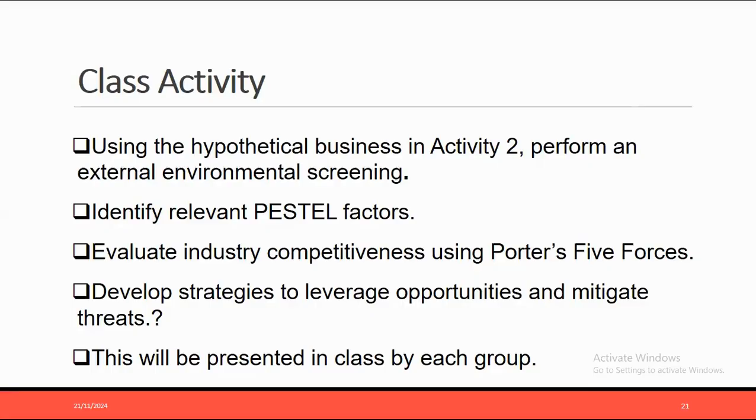So you perform the PESTEL analysis, and then you will also make use of Porter's 5 forces model to evaluate the industry competitiveness. Then you also develop strategies to leverage opportunities and mitigate threats, okay? So basically, these are what we'll be doing and presenting in class when we meet.